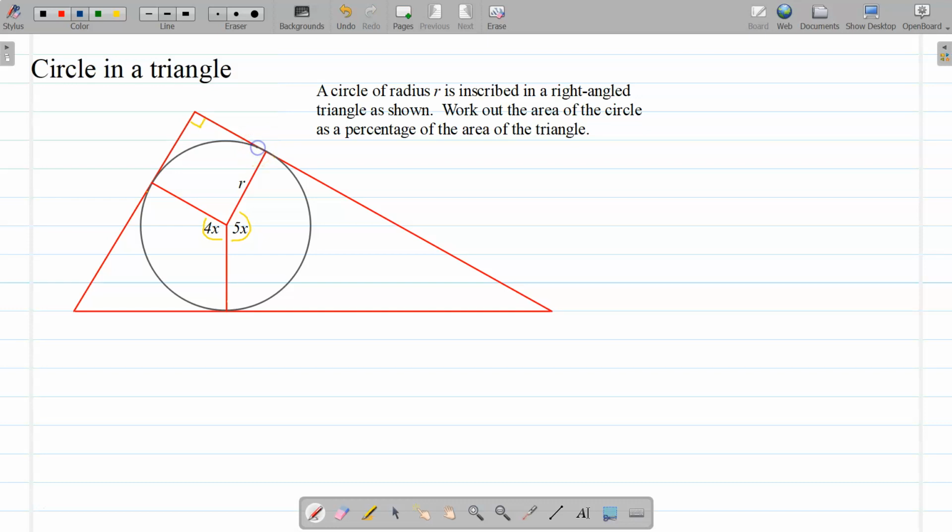Now I know from circle theorems that a tangent meets a radius at 90 degrees. So that's a 90-degree angle. There's another one in there, and I can quickly see that there'll be one in there. Now that's helpful because it means that that's 90 degrees. So I have 270 degrees making up my 9x. So my 4x and 5x must total 270, and that therefore tells me that x is 30 degrees.